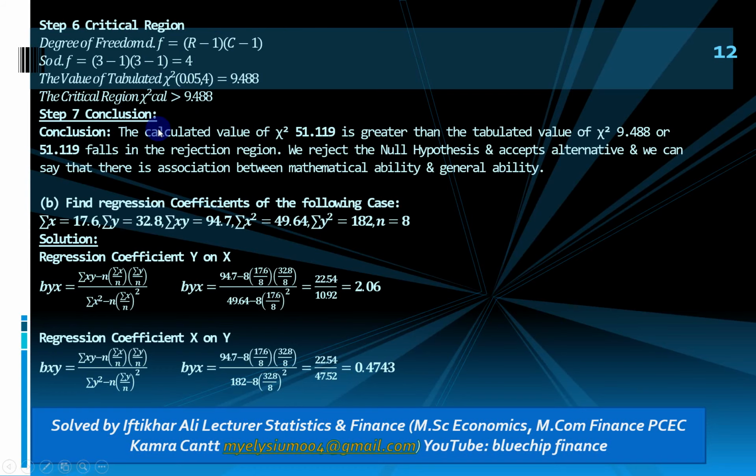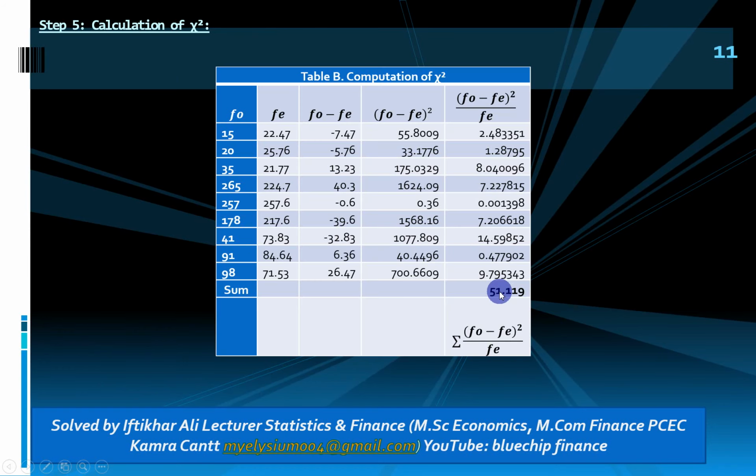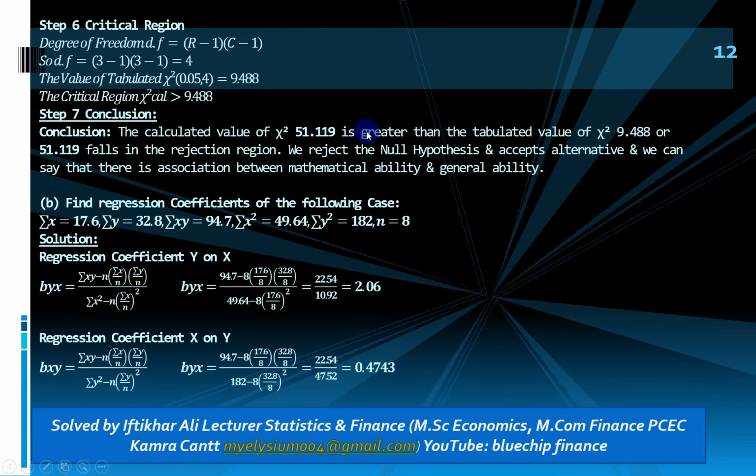Last step is to take the conclusion. If your calculated value of chi-square exceeds the tabulated value of chi-square, then you will reject the null hypothesis and accept the alternative hypothesis. And in the reverse case, you will reverse your conclusion.